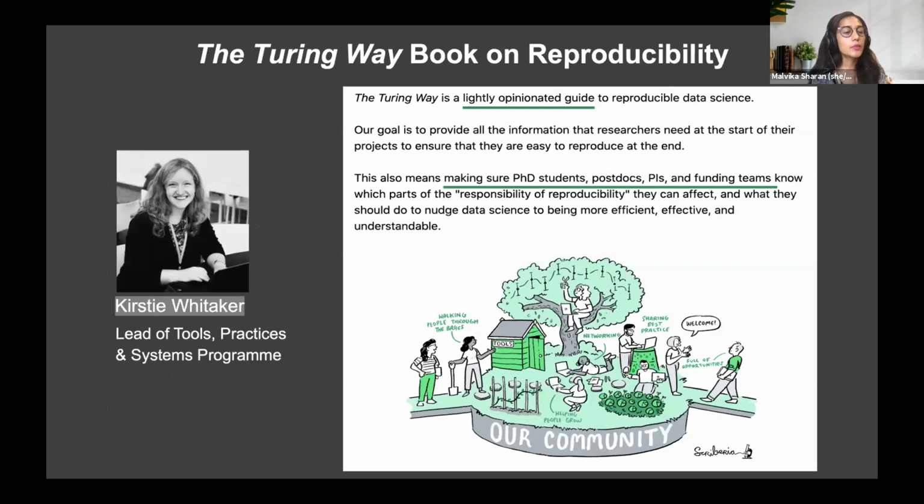It was started as a book on reproducibility by Kirsty Whitaker, who is the project lead. Shared as a lightly opinionated guide, this book provides reproducible tools and practices to help ensure that the researchers, funders, policymakers, and all different stakeholders in research know what their responsibility of reproducibility is, what they can do, where they can make an impact, how they can make their work more efficient and understandable.